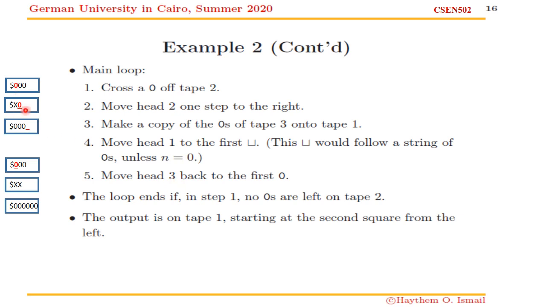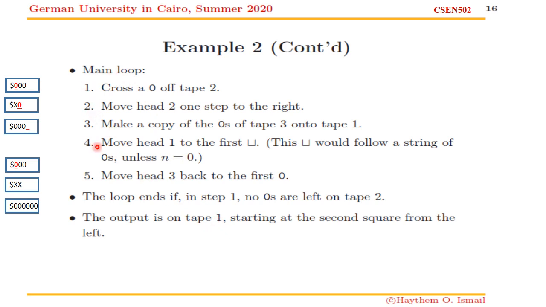So we're back here. When you're done with this loop, this will be what you have on the 3 tapes. This is what's on tape 1, a single copy of n, and the head is here. That's what's on tape 2. You're already done with one of the zeros in the representation of m, and the head is at the second one. And tape 3 is as is, and the head is again in that position. Then you keep on doing this. The loop ends if in step 1 no zeros are left on tape 2, and the output is then on tape 1, starting at the second square from the left.